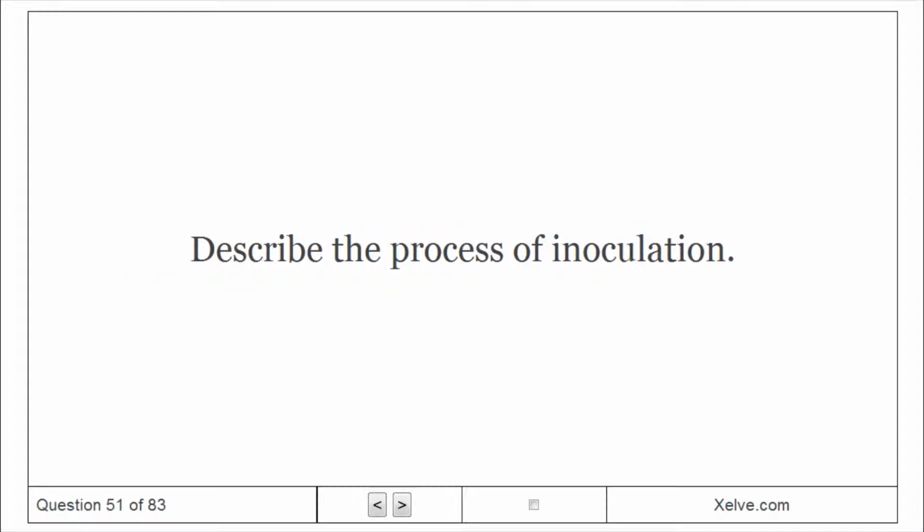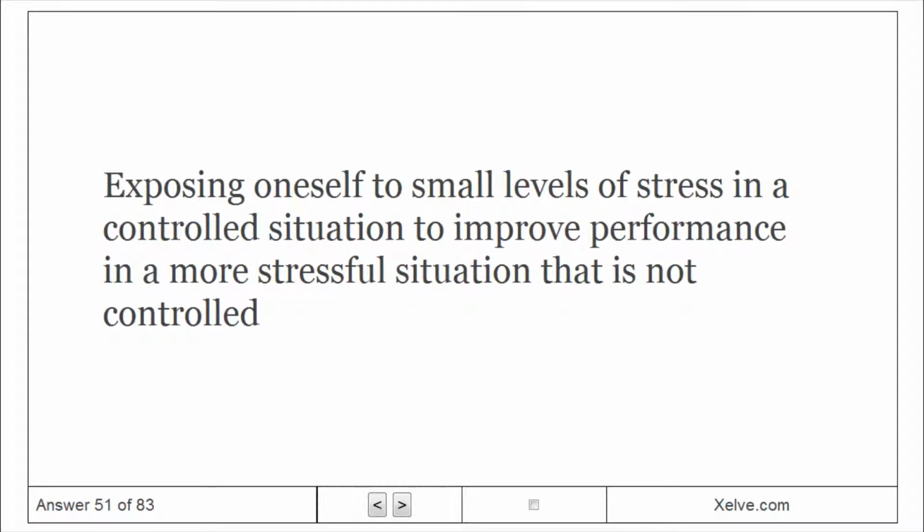Describe the process of inoculation. Exposing oneself to small levels of stress in a controlled situation to improve performance in a more stressful situation that is not controlled.